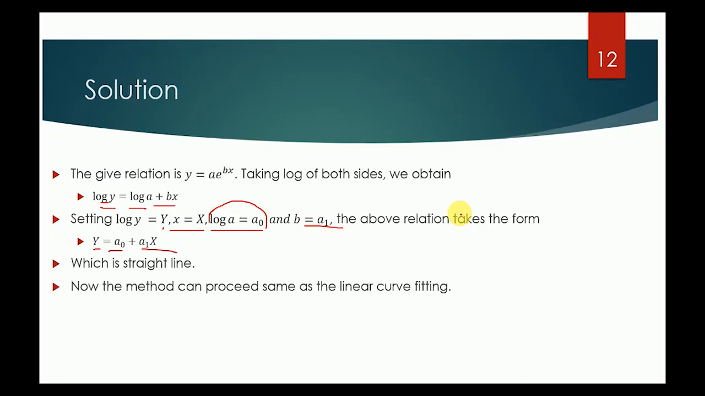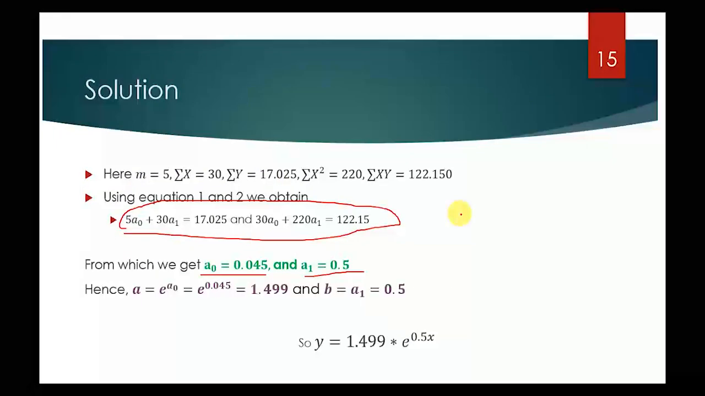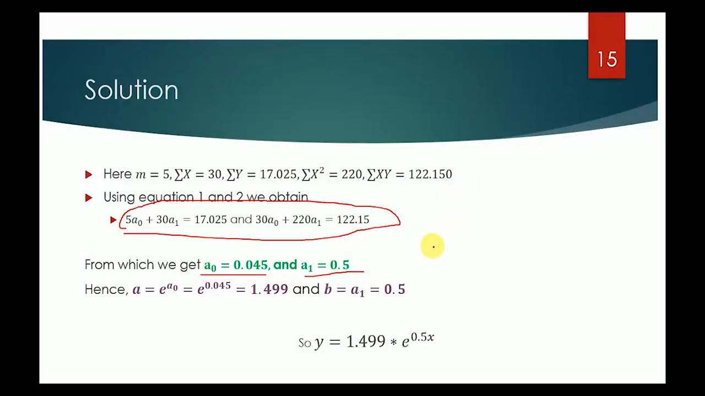Now see, as we have taken in this step, we have taken log a is equal to a0. Now obviously a will be e to the power a0, so I put the value 0.045 and find 1.499. b is equal to a1 here, so 0.5. So y is equal to 1.499 e to the power 0.5x.